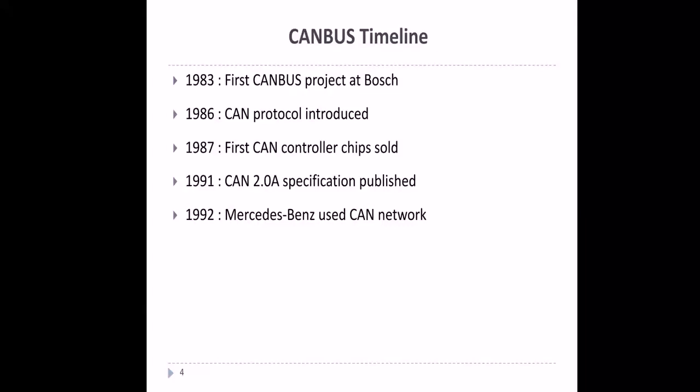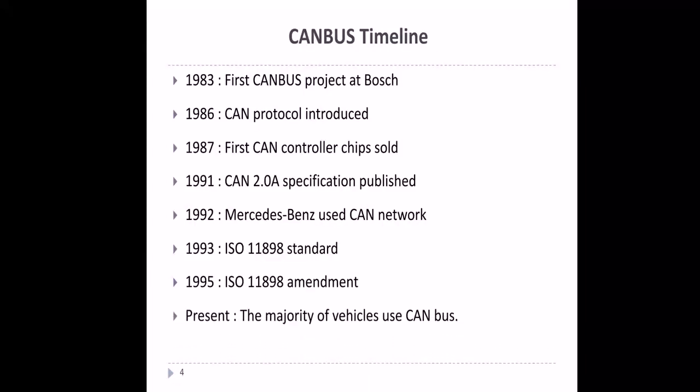1992, Mercedes-Benz used a CAN network. 1993, the ISO 11898 standard. They made their own protocol. Then 1995, the ISO 11898 amendment. So the law was passed to use it globally. At present the majority of vehicles use this CAN bus. So this is how CAN evolved and entered the market.